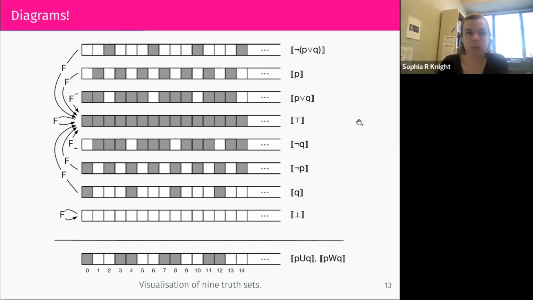That was proved in a paper in the 90s, but with a different, more complicated proof. So this is a nice application of the truth set algebra technique. Any questions about anything so far?